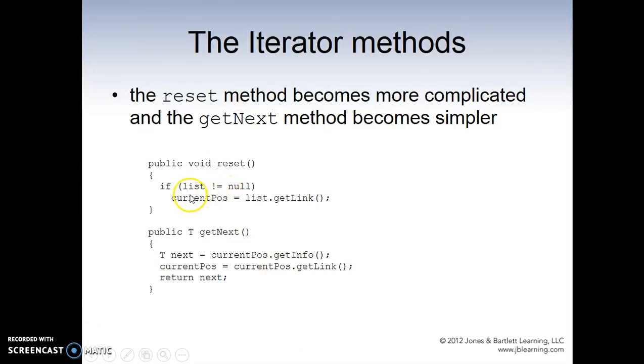So if list not equals to null, list.getLink equals to current position. Again, list is always pointing to the tail. When it's not equal to null, that means the list is not empty. And list.getNext always gives you the head. When you reset, you move to the head, then current position equals head. That's how we reset.